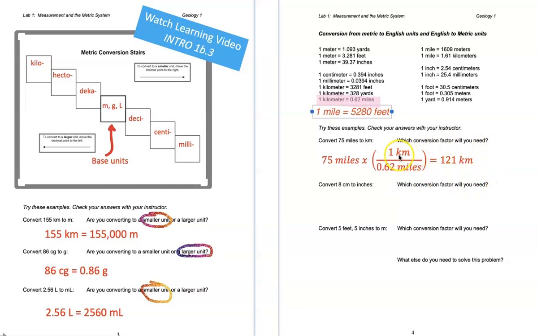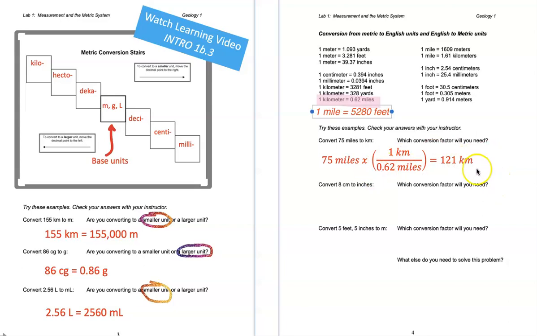Now, how did I know to put kilometers on top and miles on the bottom and not the other way around? Well, I want the miles to disappear. And so miles divided by miles is going to be 1. It's going to disappear. If I had put the miles on the top, I would have had miles squared. And then I would have had kilometers on the bottom. It wouldn't have made sense.